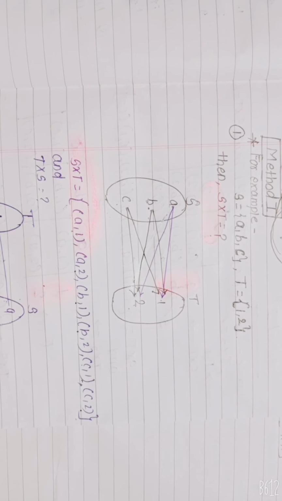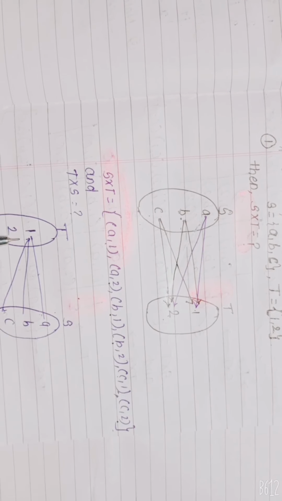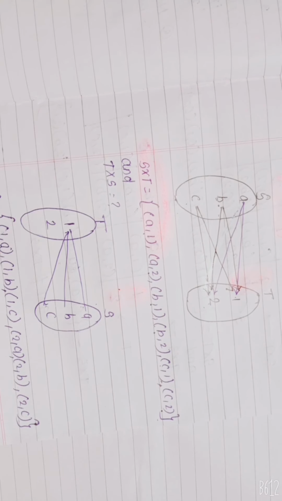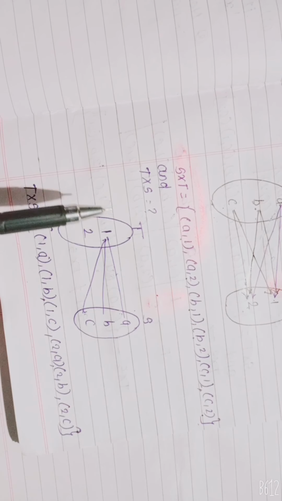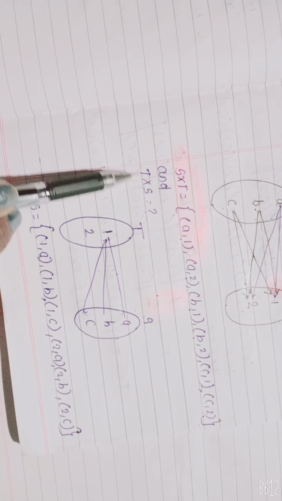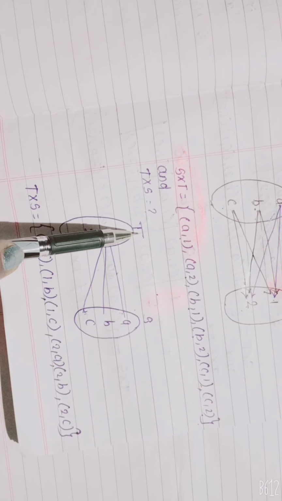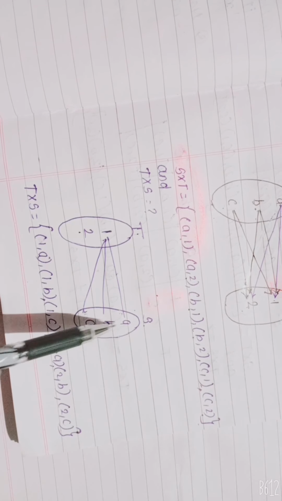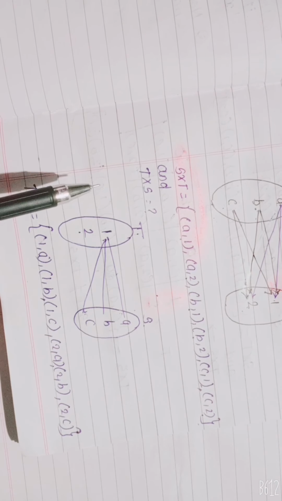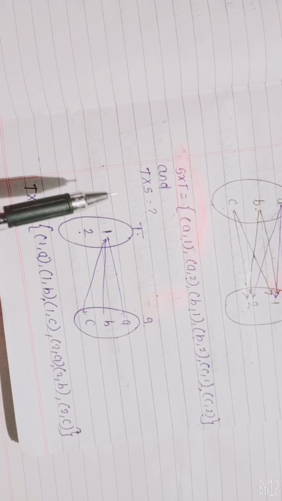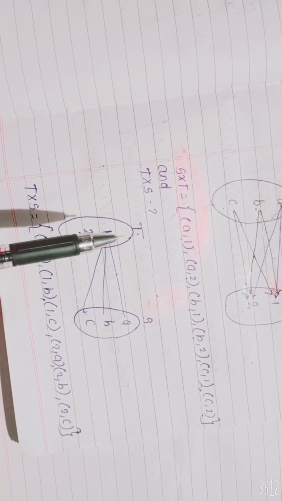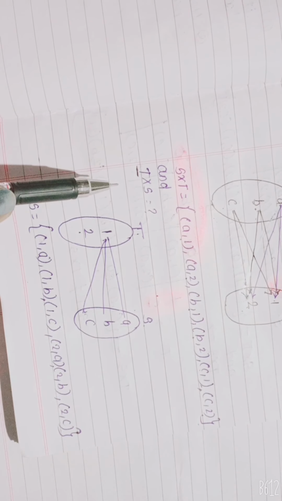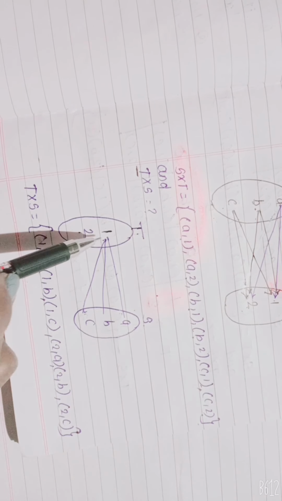Also, if they ask to find T cross S, then we find the set by firstly taking the set which is first. The set T containing the elements 1, 2, and the set S containing the elements a, b, c. In the exam, if they ask for T cross S, then we have to take T firstly, because we have to find T cross S here.